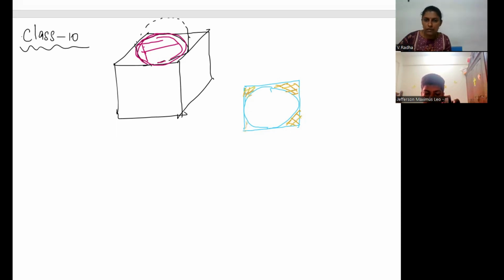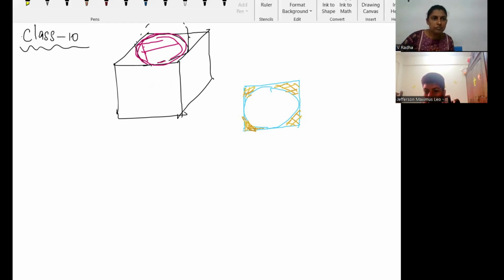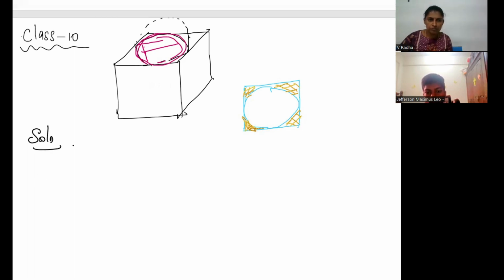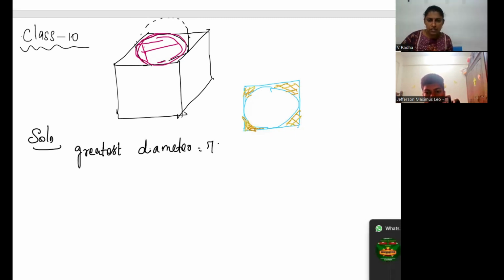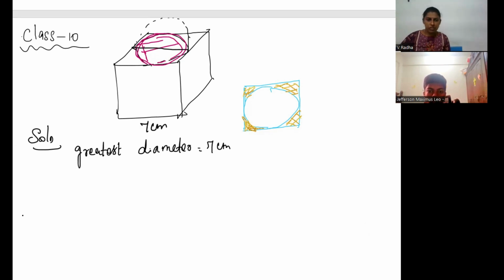Therefore, total surface area of this solid is equal to, initially find all the six faces of the cube, that is 6a squared. This question is important. Solution. The greatest diameter is equal to 7 cm because the side measurement is 7 cm, therefore this diameter is also 7. And now the surface area of the solid.